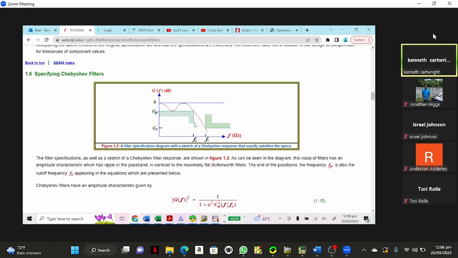Now, the advantage of this is we get a really fast transition band. But the disadvantage is when we have these ripples in the pass band, that causes echoes in your audio or ghosts in your video. So there's a trade-off between the amount of ripple you could tolerate and how quickly your transition band happens.